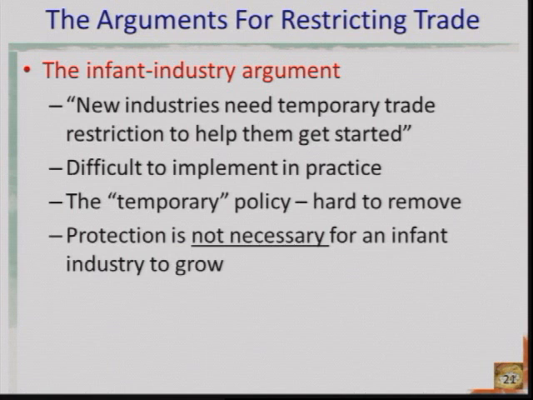An economist might argue that protection or this government support is not necessary for an infant industry to grow, that firms often incur losses at first, and if they're going to survive, if they're going to be profitable in the future, they're going to have to find ways to maybe reduce costs or increase their revenue without government support.